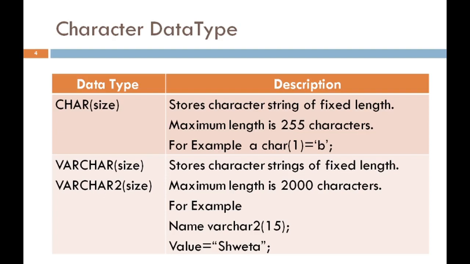The second one is varchar and varchar2. Varchar and varchar2 both have the same purpose. That means when we want to store a collection of characters with variable length, that means the length is not fixed, then we have to use varchar and varchar2. The size of varchar is 200 characters and the size of varchar2 is 400 characters.